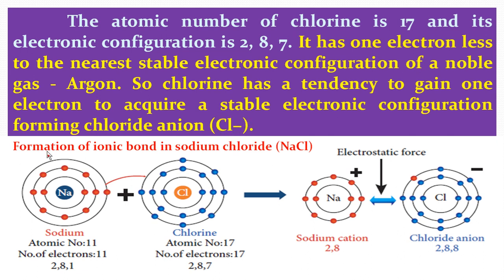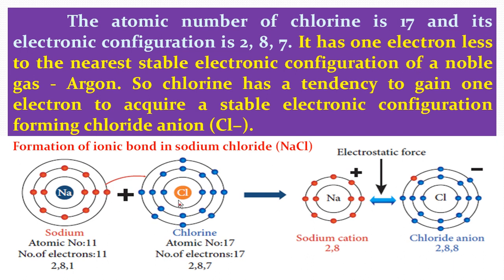Then come to the picture, the formation of ionic bond in sodium chloride, NaCl. Sodium, symbol Na, has atomic number 11, which means the number of electrons is also 11. So, how to write the electronic configuration? 2, 8, 1. The first shell contains 2 electrons, the next shell contains 8 electrons, and the last shell, the valence shell, contains only 1 electron. So, it has 1 excess electron.